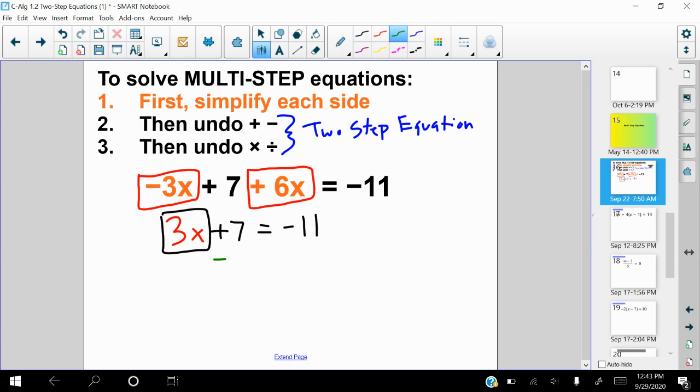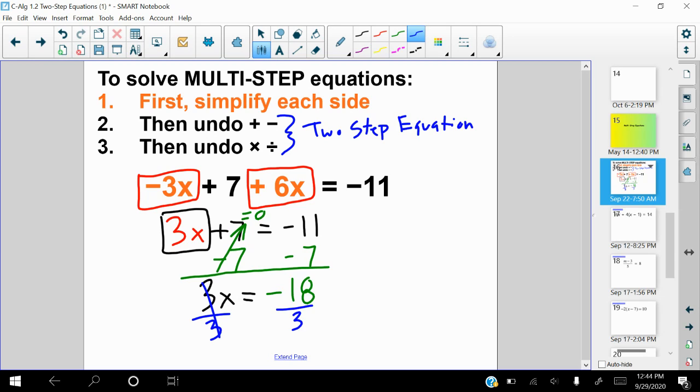I'm going to remove that 7 by subtracting. I want this to turn to 0. By subtracting 7, that will turn into 0, and it cancels out. We're now left with 3x is equal to negative 11 minus 7 more, which means I'm at negative 18. I undid my addition and subtraction. Now I have to undo my multiplication and division. I have 3 times x, so I have to divide both sides by 3.